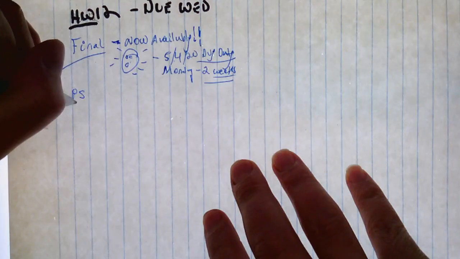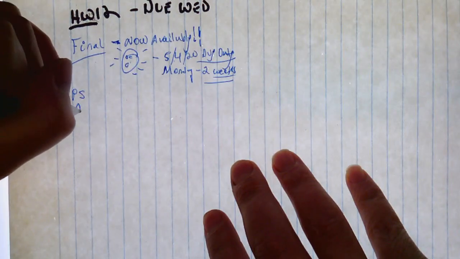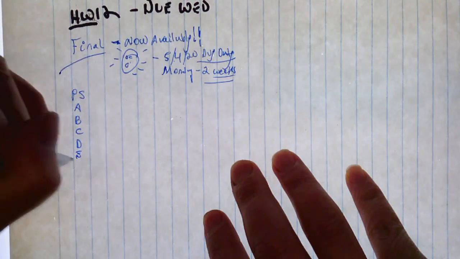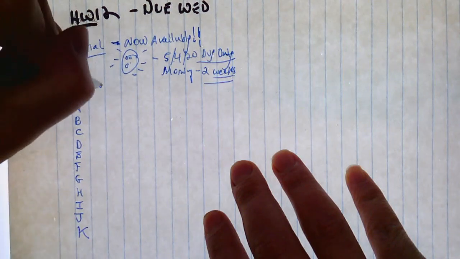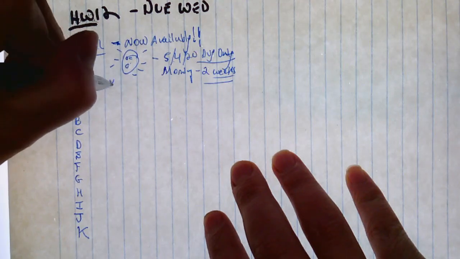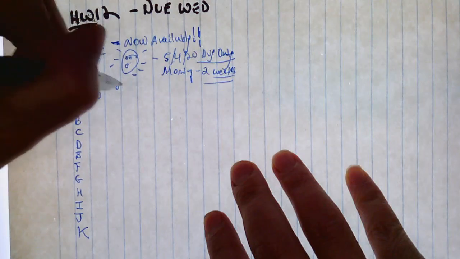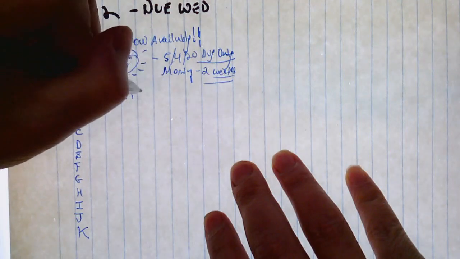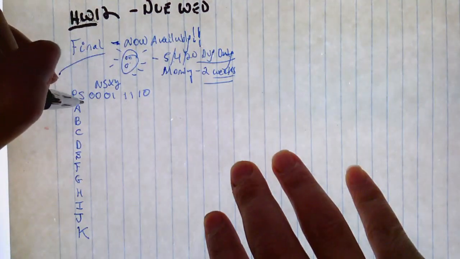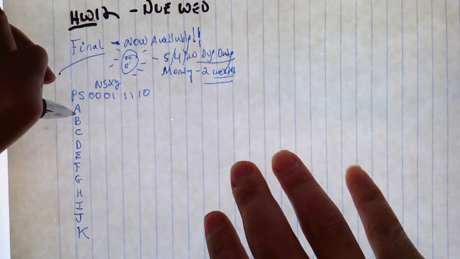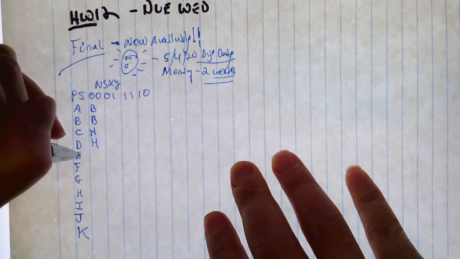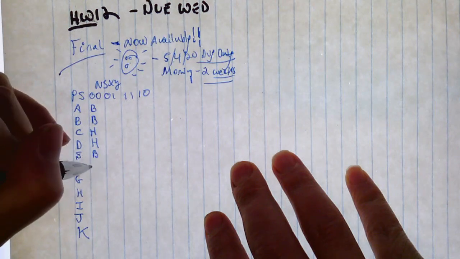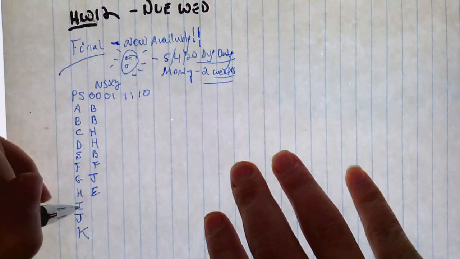Present state is A through K. Next state is going to be for xy at 0, 0, 0, 1, 1, 1, and 1, 0. So it's quite long. BBHH, BFJE, IBA.